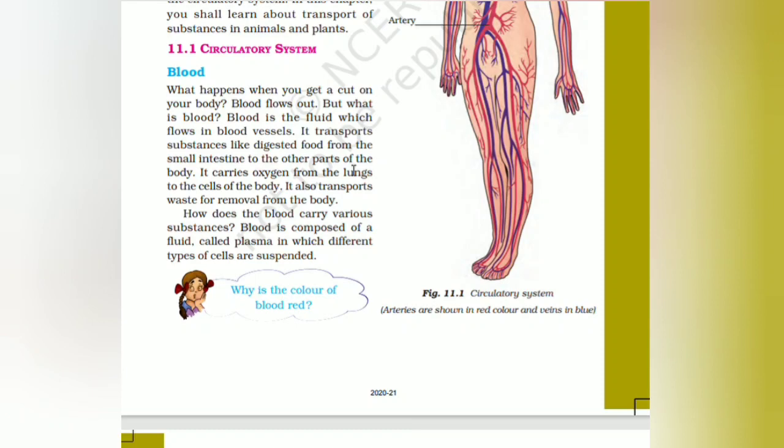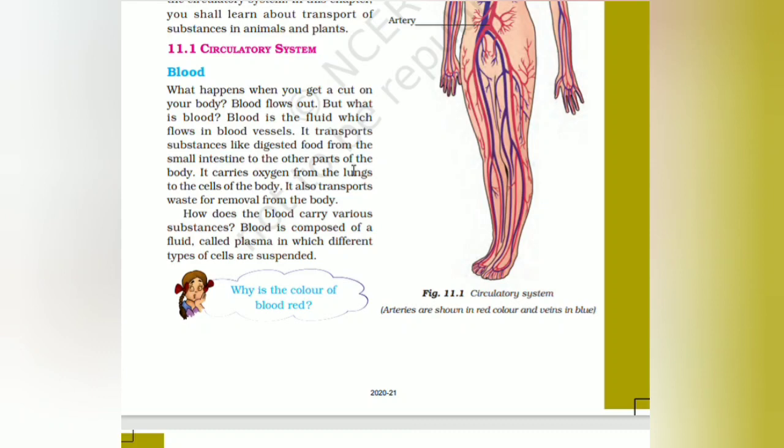So what are the functions of the blood? Blood is a fluid which flows through the blood vessels, and its main duty is that it transports oxygen from the lungs to the cells of the body. It also transports waste for removal from the body.